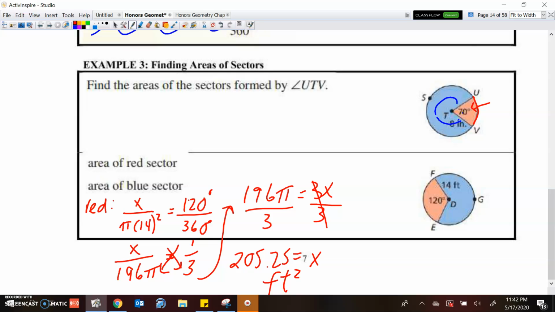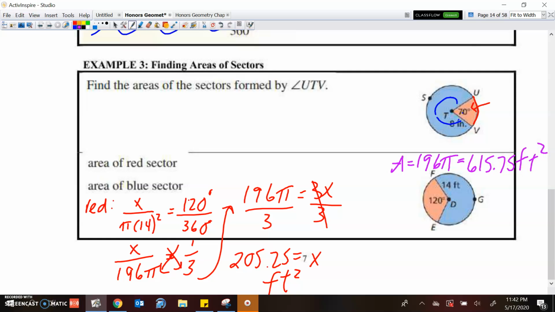Okay, now let's just see, what is the area of the entire thing? 196 pi, the entire area of the full circle. Let me write that actually in a different color. The full circle is, I guess, purple. The area of the full circle is 196 pi, which, if we want a number so we can understand it a little more detailedly, is 615.75, again, feet squared.